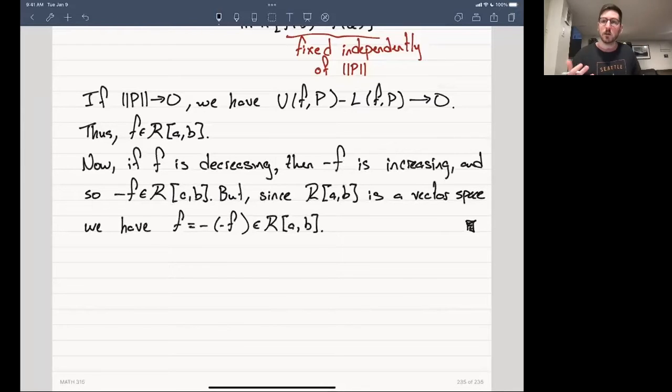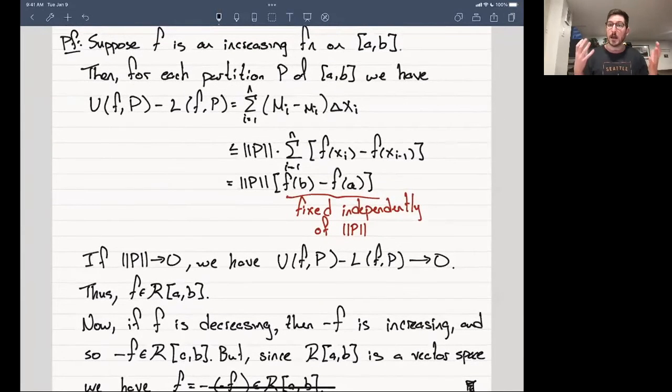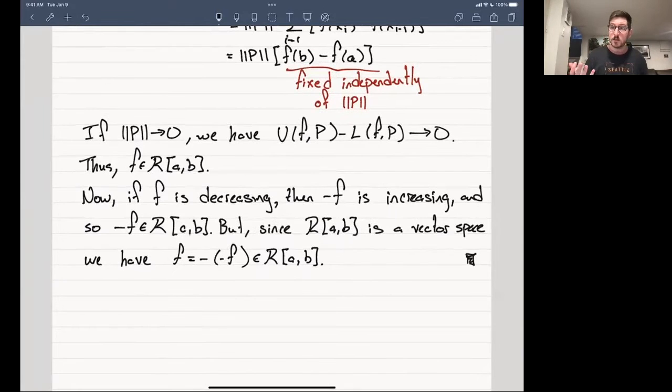That tells us everything we need to know, right? So the idea here is we prove the theorem for an increasing function. And then we say, okay, if it's decreasing, then if you multiply that decreasing function by -1, it becomes increasing. I already proved it for increasing functions. I know that the space of Riemann integrable functions is a vector space, so I can multiply any function in that space by a -1, and it still remains in the space. That's how this works.